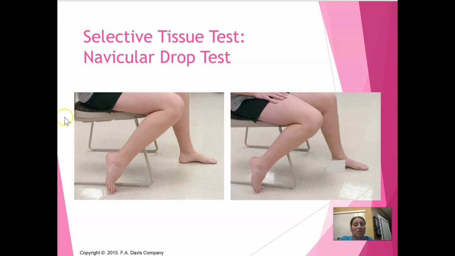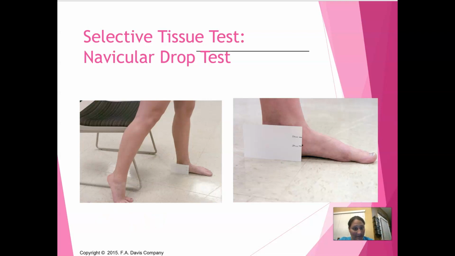The navicular drop. So this slide is non-weight bearing. So they're sitting in a chair, where, if you guys can tell, there's a black marker right here. That black marker, you put a little 3x5 card next to it. You mark it with a line, because that's even and it's flush with the floor. Now you have them stand up, and there is a drop in the navicular.